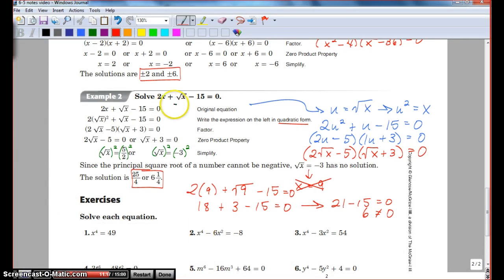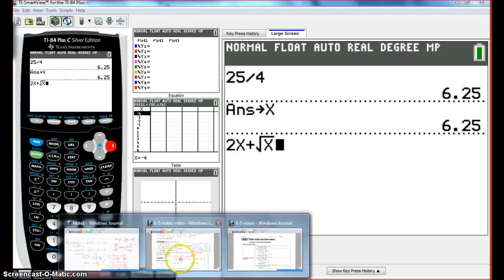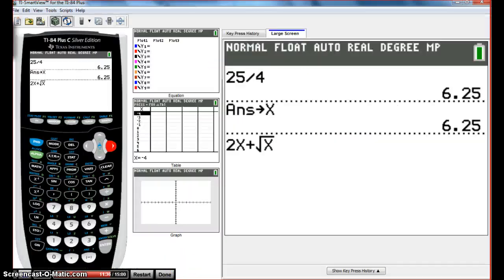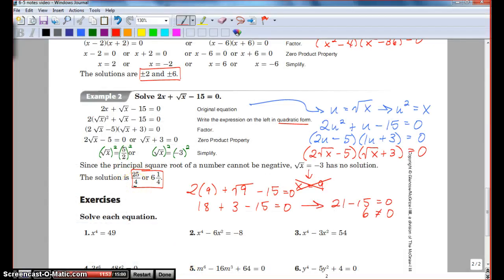The original problem was 2x plus square root x minus 15. Put parentheses. For my calculator it won't be necessary because I can see that I can differentiate easily. And then minus 15. But just be careful with the TI-83, you may have to use parentheses. Now if this is a correct answer, I should get 0. And I do. Okay, so there's no question that 25/4 is in fact a solution. Okay, on to the exercises.